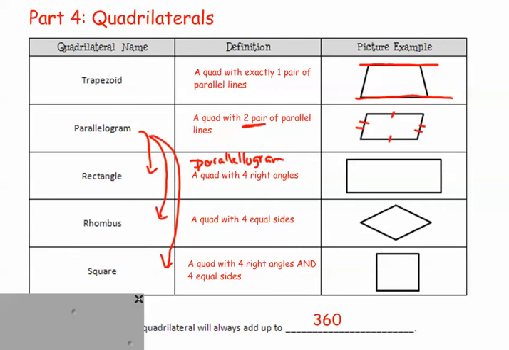Okay. And last thing there, the angles within the quadrilateral should all add up to 360. Okay. So for example, on this square, there are 4 90-degree angles. Those are all 90. So 90, 90, 90, 90, that equals 360. Okay. All right, last part.